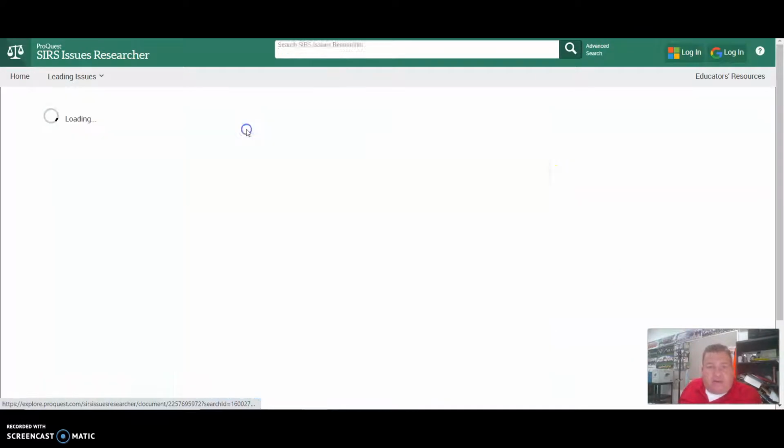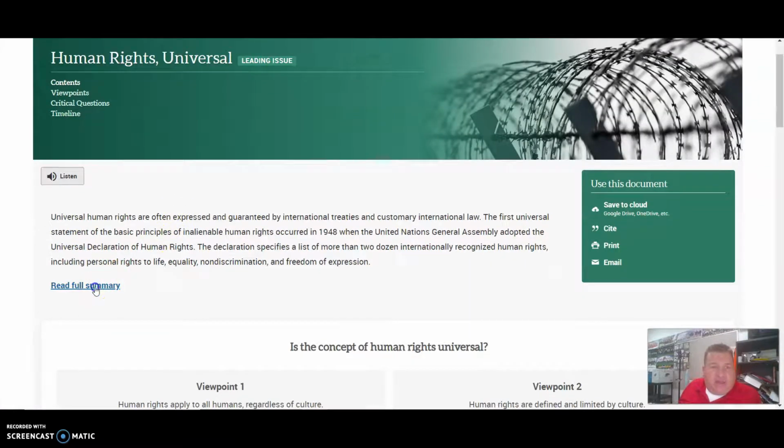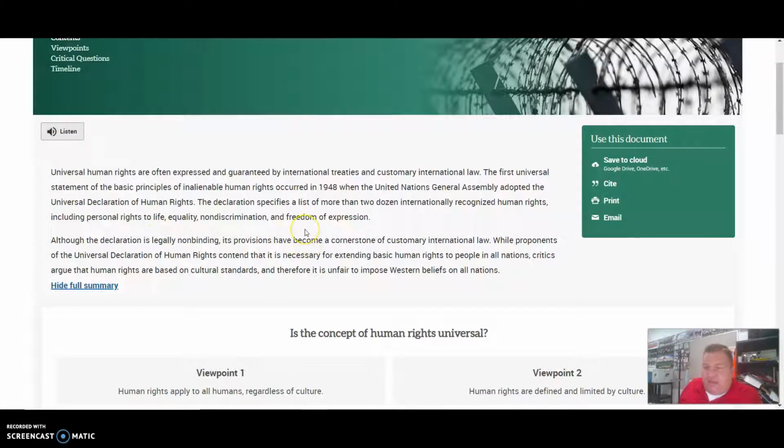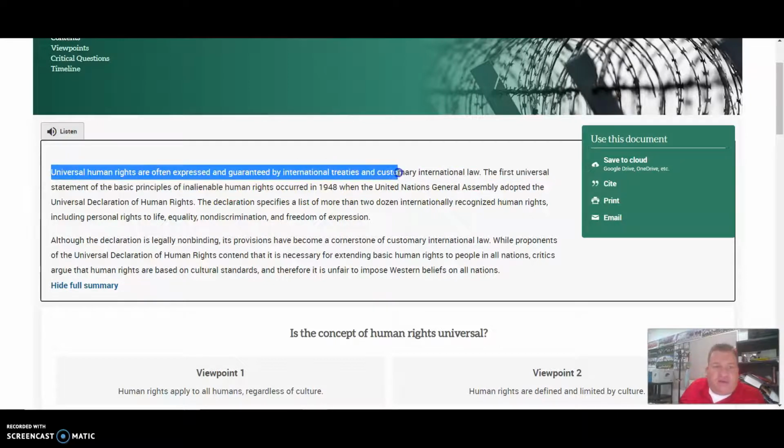I'm going to start with the background information, and it gives me a summary. As you know from your paper instructions that Mr. Gallagher talked about, you are going to have some background information, as well as the reasons, the information and the statistics convincing us why it's a problem. As I read this, and the nice part about SIRS Researcher is you can also listen to it, I'm going to see if there are any notes in here, and I notice that there are. The first line right here: universal human rights are often expressed and guaranteed by international treaties or international law.